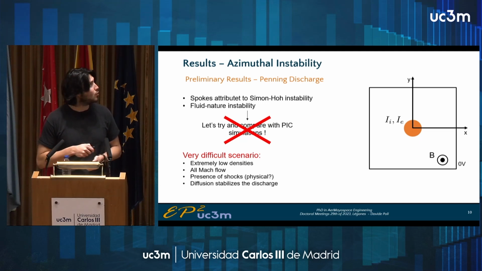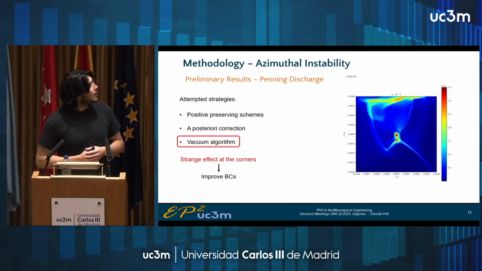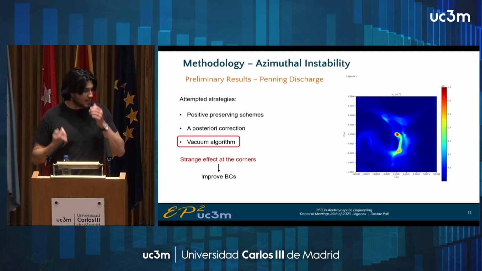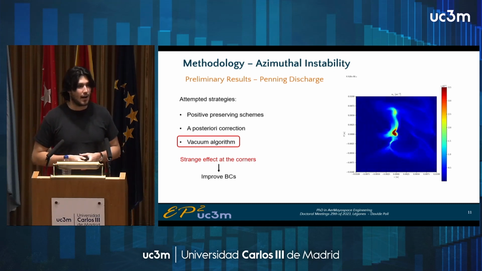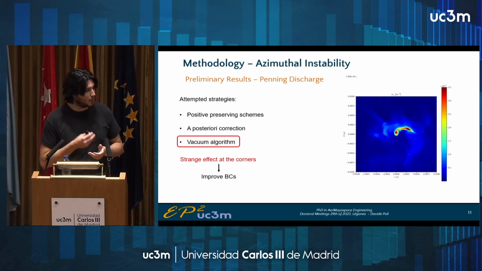extremely low densities that we reach due to the magnetic confinement at the boundaries of the domain, and the fact that this is an all-Mach flow with shocks, which could be physical or not, and the fact that, in general, these problems are solved in fluid dynamics by adding a little bit of numerical diffusion. But if we do that, the instability does not arise anymore, because we are adding some transport, let's say. After many attempts, such as positivity-preserving schemes and a posteriori correction, I found out that a vacuum tracking algorithm manages to solve more or less this problem.